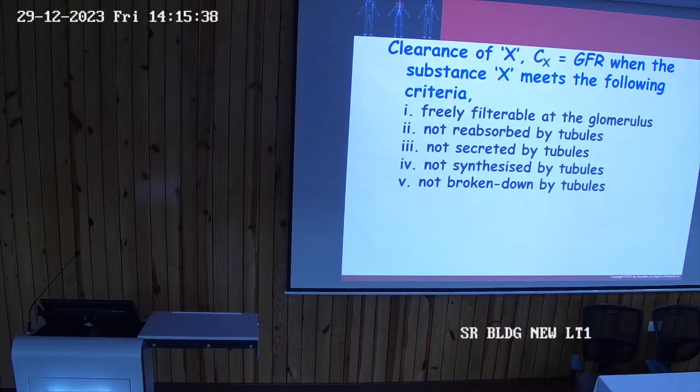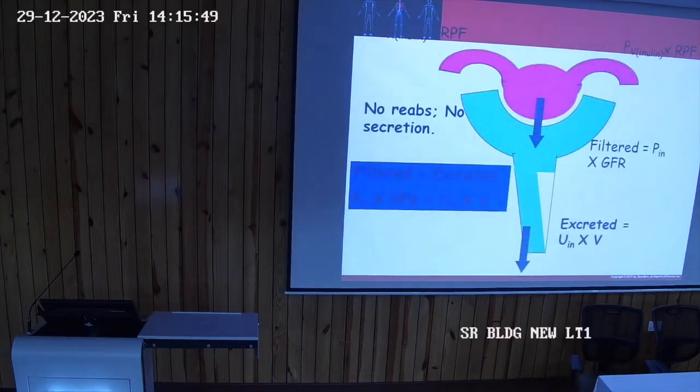Not synthesized by the tubules, that is they should not be added by the tubules, not broken down by the tubules, or metabolism should not take place. So these criteria are met by a substance that is known as inulin, which we get from a plant, dahlia. This substance is infused, it is not present in our body endogenously, but it is exogenously given, infused in the body. So this gives us the exact estimation of GFR.